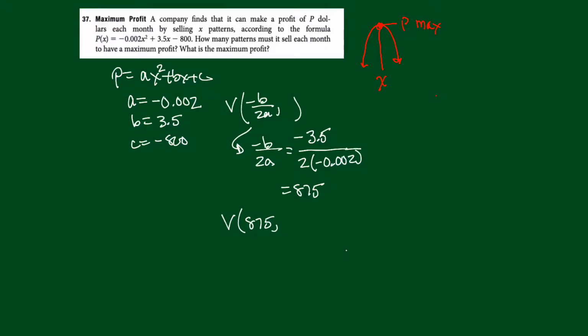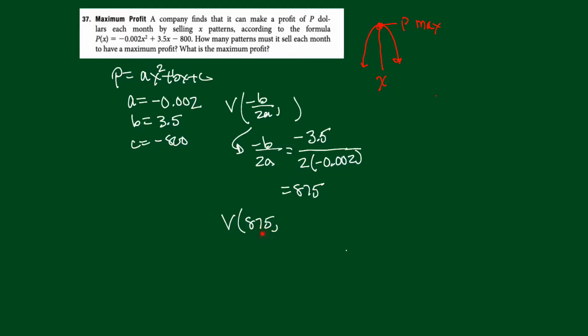Now what is x in this case? Let's just look back here. What is x? X is the number of patterns. So we're going to get the high point here. That high point, that maximum profit is going to occur when we sell 875 patterns.